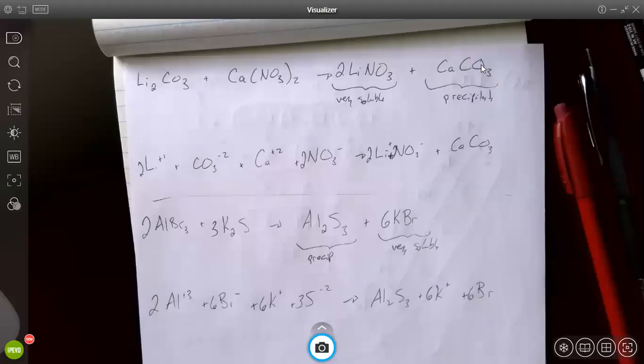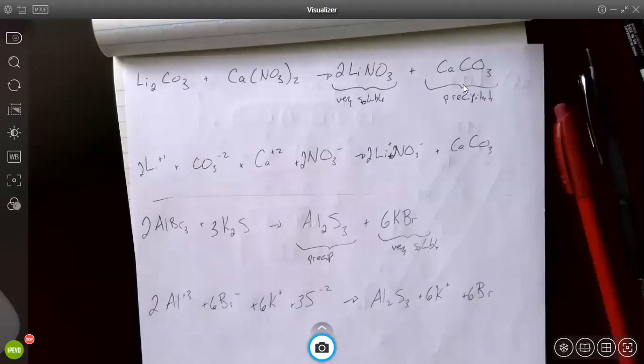Okay, so these should be your answers. For the first one here, I started off by writing out my full chemical equation. So this is lithium carbonate. Again, carbonate has a charge of 2, which is why it's Li2CO3. And then calcium nitrate. Calcium has a charge of 2 that crosses over outside of our nitrate. Nitrate has a charge of 1, so we don't bother writing it. And then when we do our double displacement, we end up with lithium nitrate and calcium carbonate.